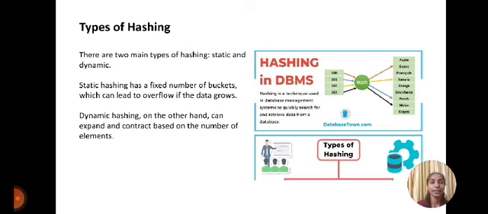Types of hashing. There are two main types of hashing, static and dynamic. Static hashing has a fixed number of buckets, which can lead to overflow if the data grows. Dynamic hashing, on the other hand, can expand and contract based on the number of elements.